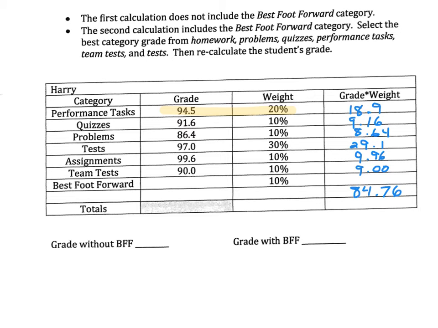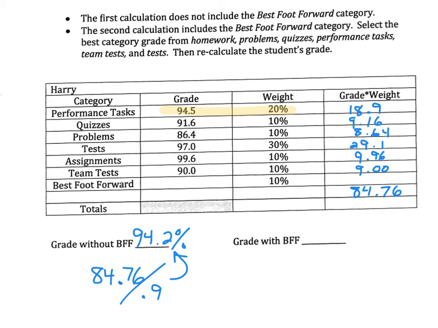So if we added up all of the grade times weights, that far right column, and got 84.76, we're going to divide that by the fact that that was 90% of the grade. So 84.76 divided by 0.9 gives us the grade without the best foot forward, and that is a 94.2%, which seems reasonable based on these grades.